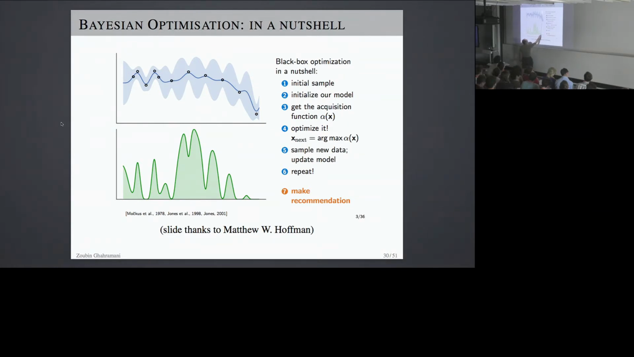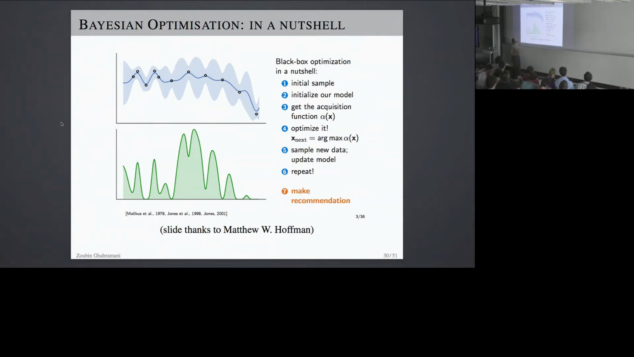Around here is not a good place to evaluate. Or around here is not a good place to evaluate. Around here is not a good place to evaluate because we already know that the function is sort of lower there, although we still have some uncertainty. Okay? Does that make sense?